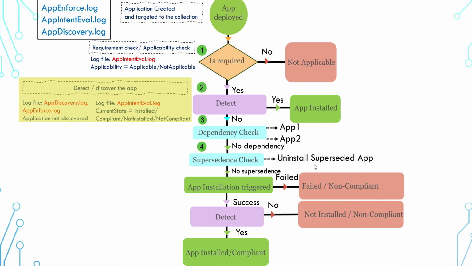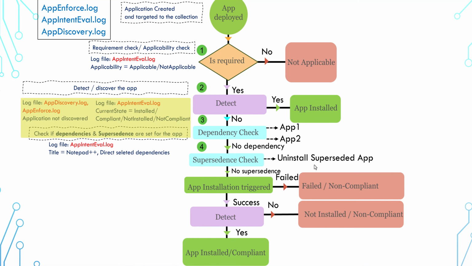Okay, so another log file is AppIntentEval. AppIntentEval will give you the status of the current state, like installed, compliant, not installed versus not compliant. For example, in this case, if the application is not discovered, it is going to show you as not installed. At this moment, it will show you not installed. Now the dependency check and supersedence check will come into the picture. All this information will be captured in AppIntentEval. You might be thinking that I'm talking about too many things, that this information is in this log file, that is in that log file. So stay with me. In the next slide, I'm going to make things crystal clear to you.